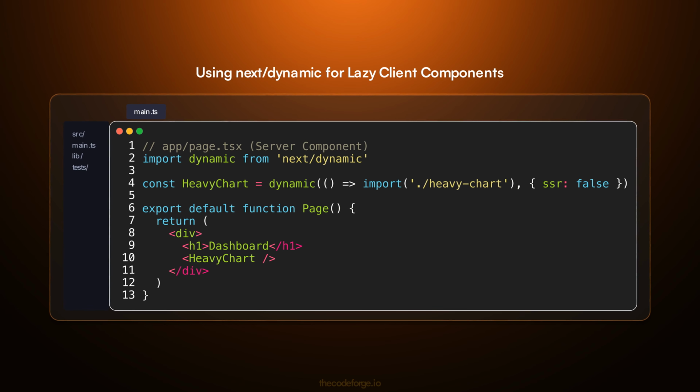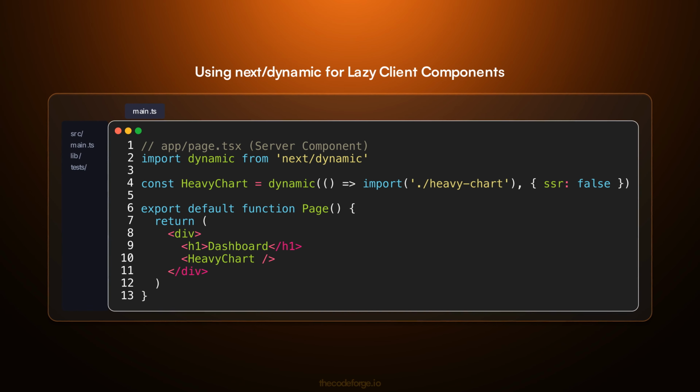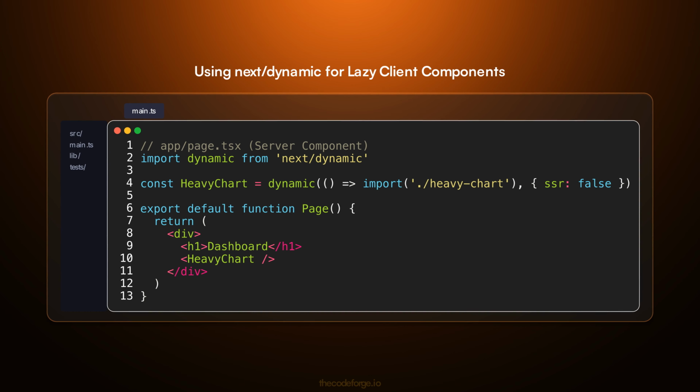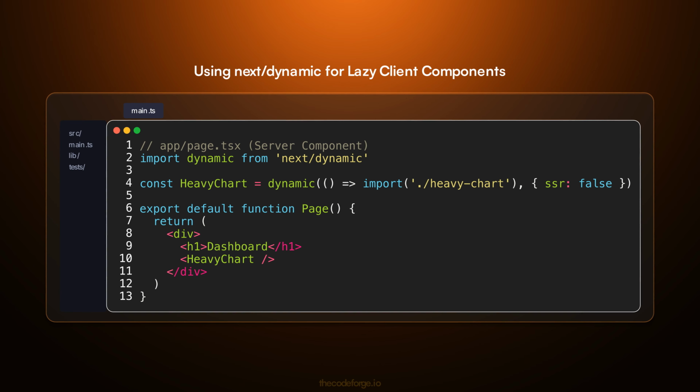The article mentions dynamic imports, but does not show the next/dynamic pattern. Use next/dynamic with ssr: false to load heavy client components only when needed, reducing initial bundle size. This is especially useful for components below the fold or triggered by user interaction.